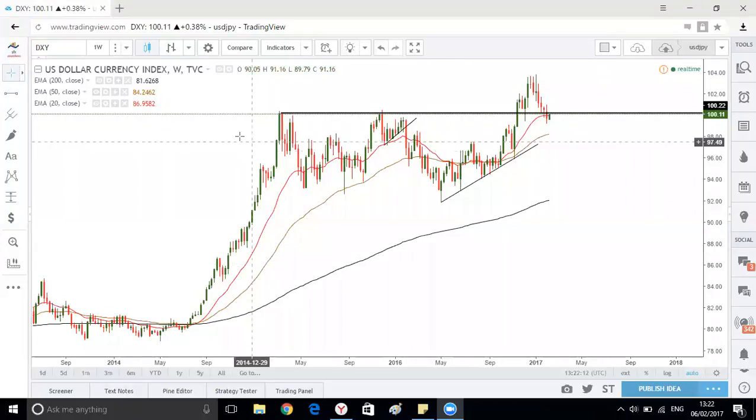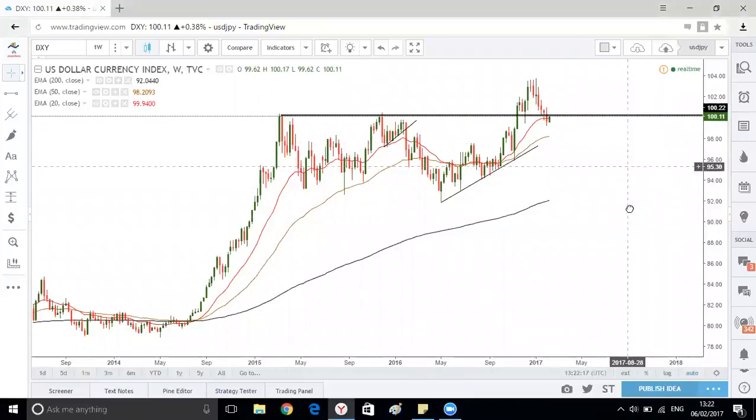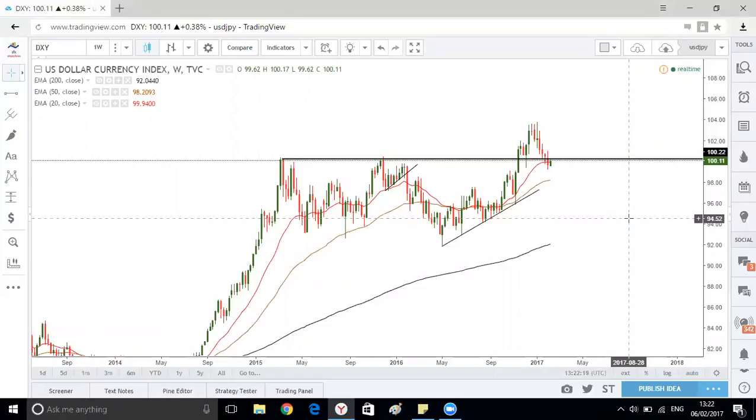Okay. Can you all see the chart? Yep. Okay. Yes. Okay, so we're gonna start off with dollar index.